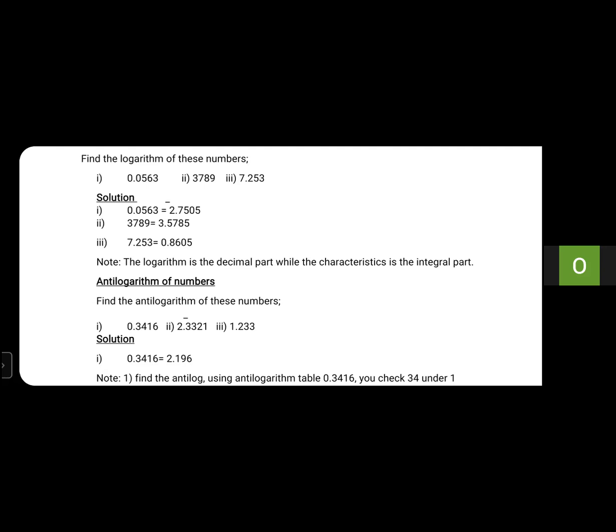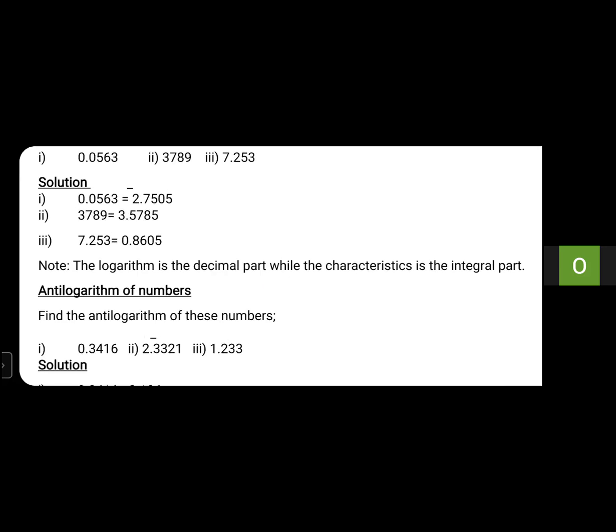So from the power of 10, we are able to realize the characteristic for question 2, which is 3789, is 3. So that's how we come about 3 points. Now, how do we come about 5785? We check 37 under 8, difference 9 under our logarithm table.